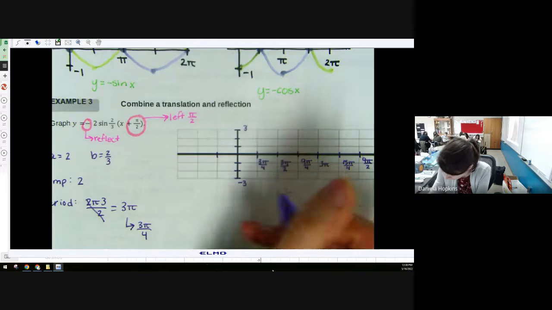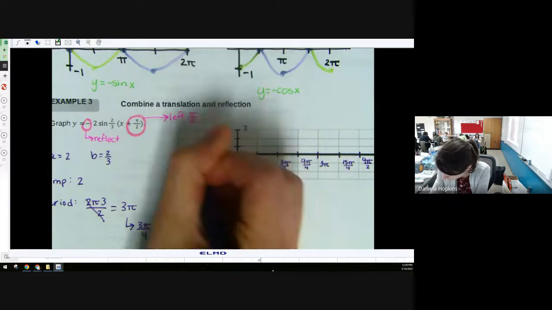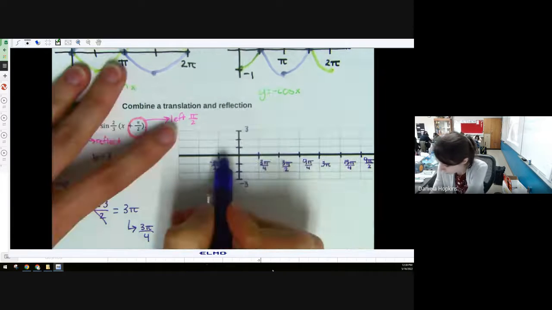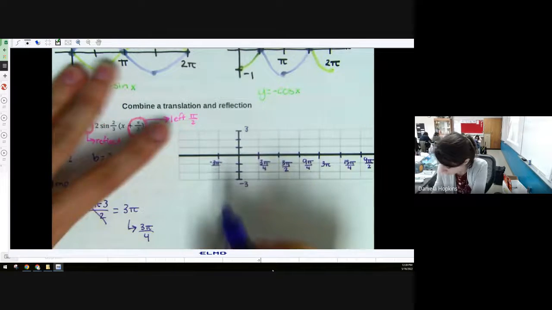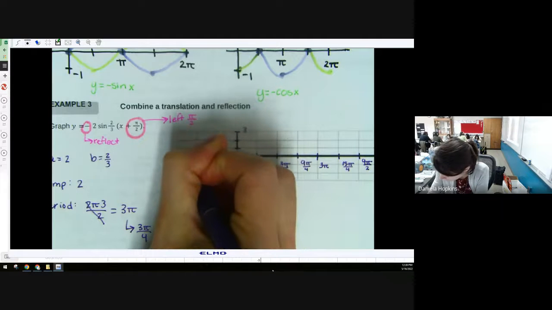Then I'll do my negatives. This would be -3 pi over 4, no, sorry, -3 pi over 2. And this is -3 pi over 4.